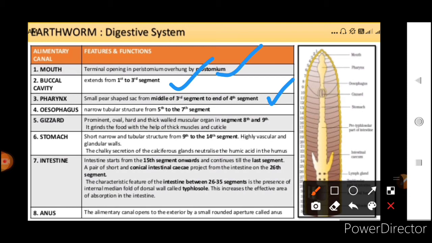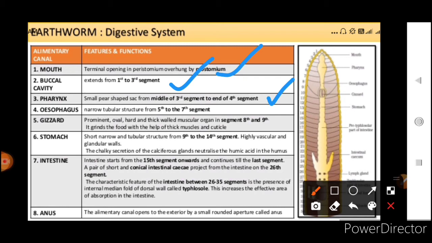Now the esophagus is a narrow tubular structure which is found from the fifth to the seventh segment. The gizzard is a prominent oval, hard, thick-walled muscular organ in segments 8 to 9. It grinds the food with the help of thick muscles and the cuticle, which help in the grinding of the food.